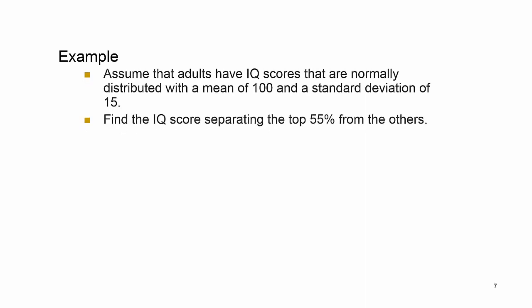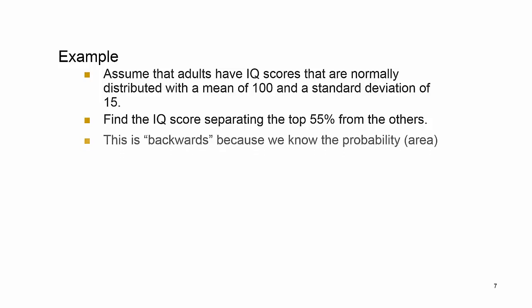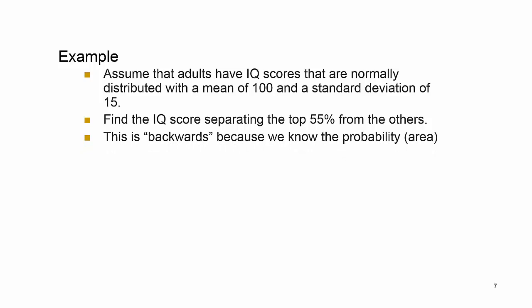Okay, so now let's find an IQ score separating the top 55% from the others. This is a backwards problem because whenever they give us a percent, that corresponds to area. You have to look for a direction word so that you know where you're shading. The word top tells me that this is my extreme people to the positive side. So I'm going to try to draw a picture of that.